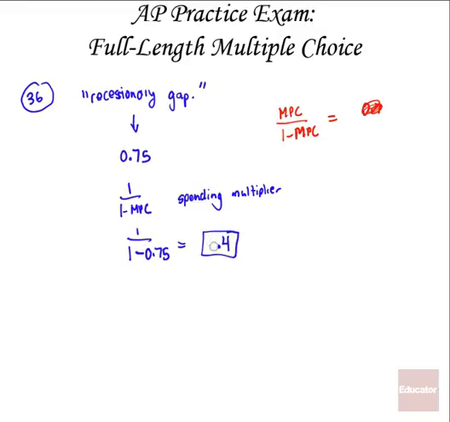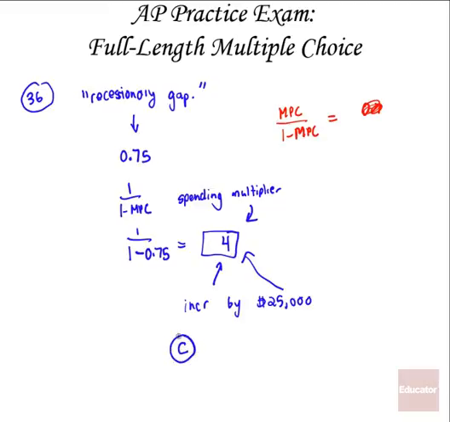Actually, I'm sorry, not 0.4. 1 over 0.25, which equals 4 here. So if you want to get an increase of $100,000, then you have to increase spending by 25,000, because 25,000 times 4 will get you the desired result of $100,000. So the answer is going to be C.